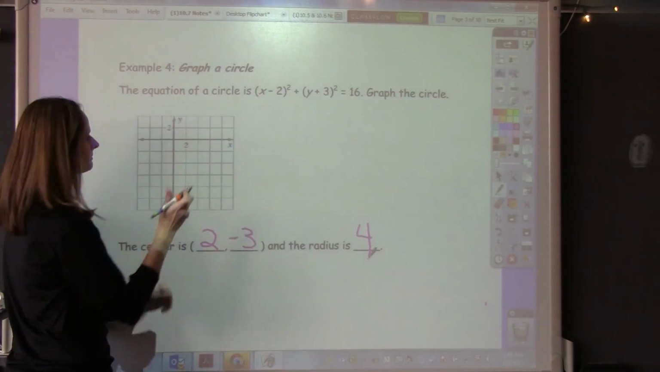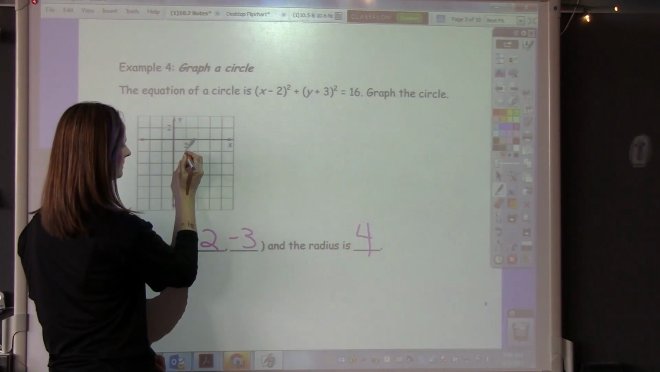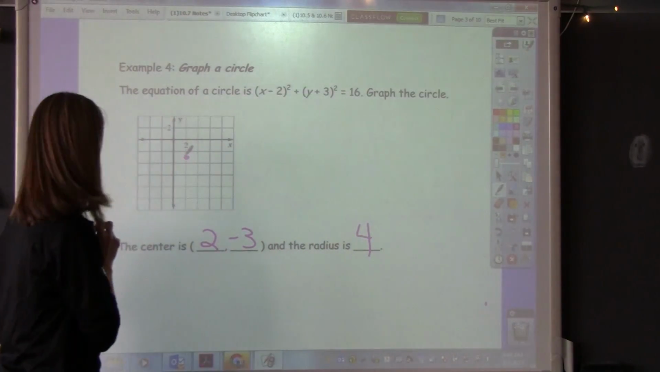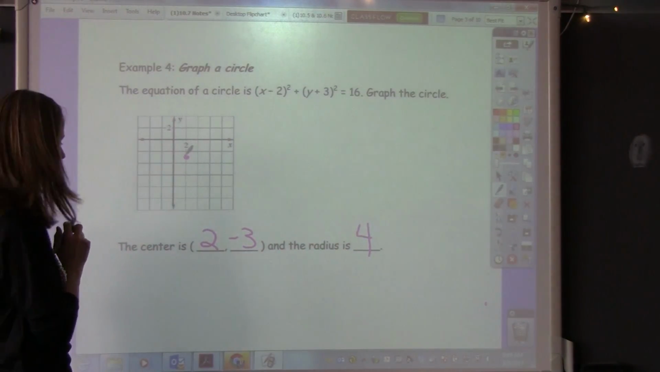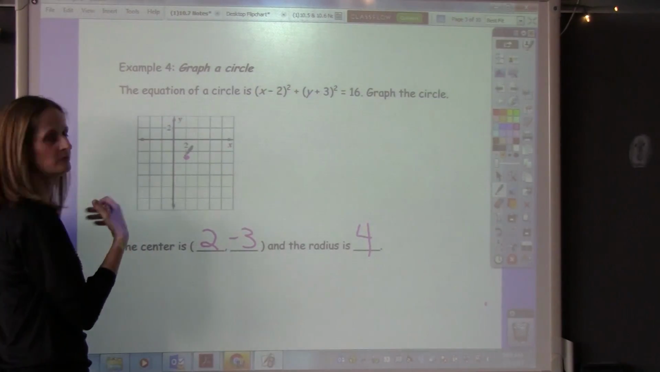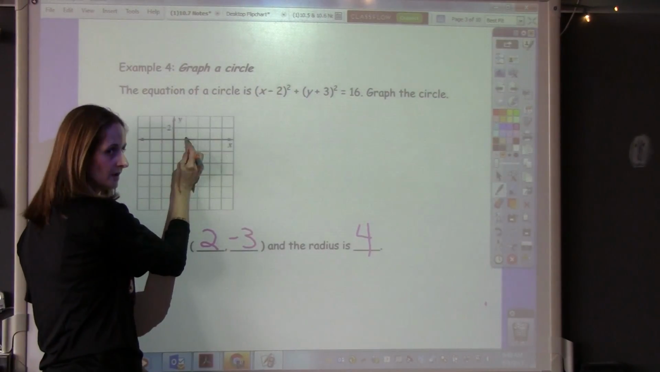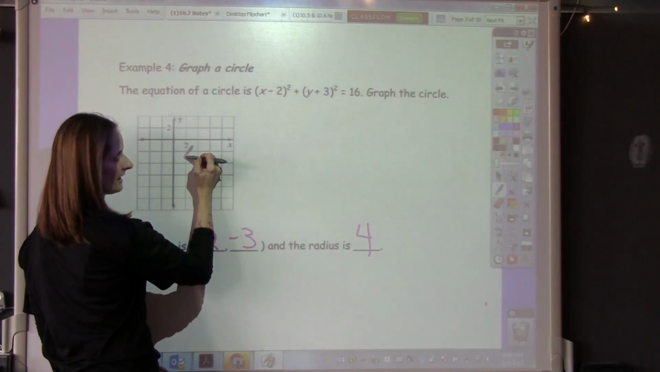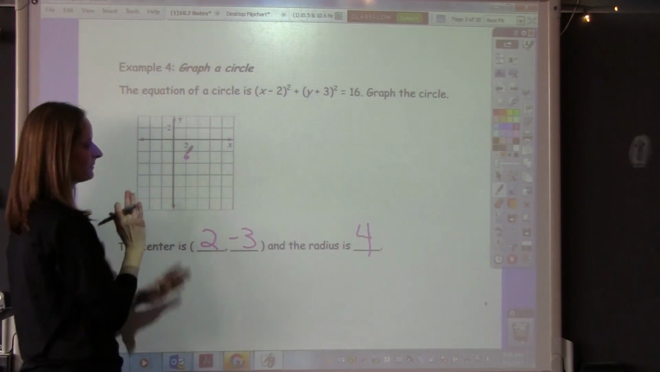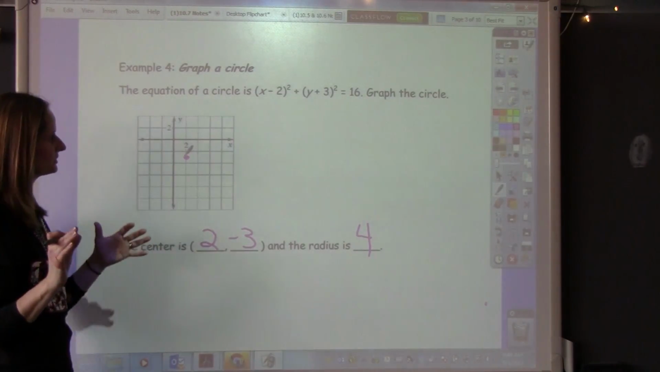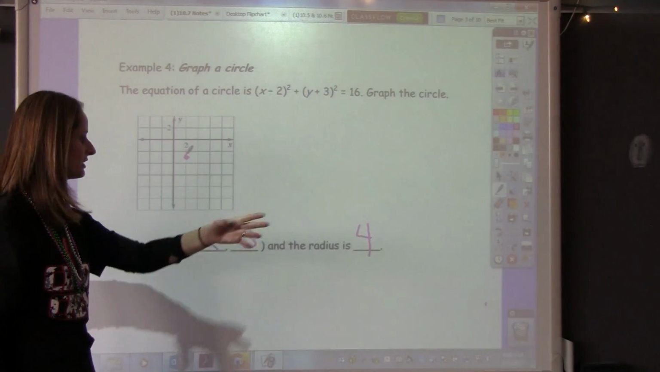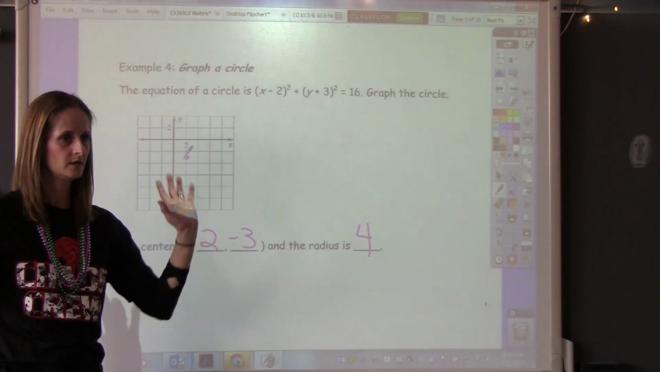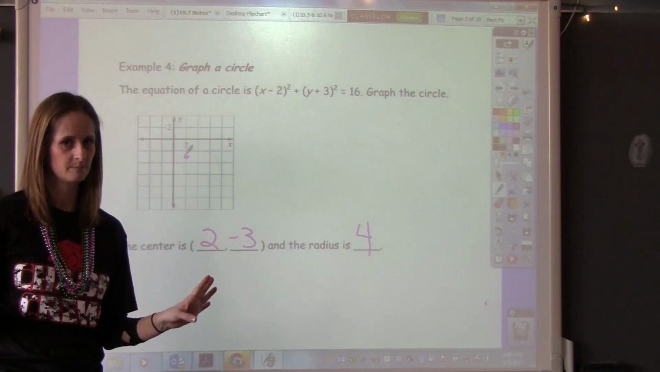So, counting by 2's. I'm just plotting the center, 2, negative 3. So 2 is 1 block, 1 box, right? And then negative 3 is 1.5. Okay, so I just plotted the center. Now, to graph the circle, all we're going to use is the radius. The radius is 4. I'm just going to go up 4, down 4, left 4, right 4, put some dots, and then just draw a circle.